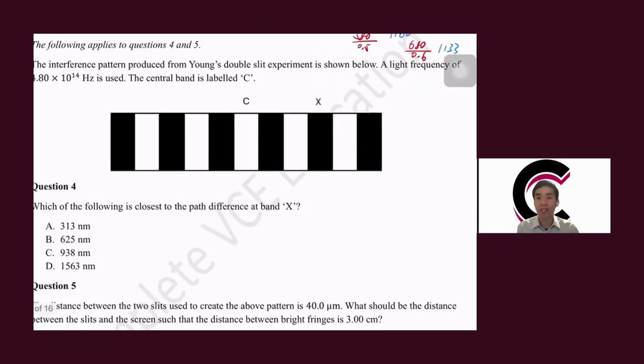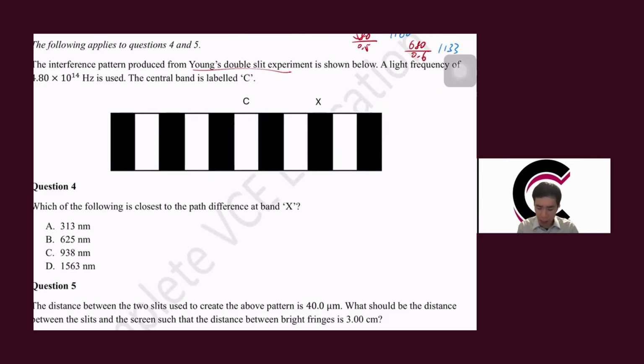For 4 and 5, we use the same prompt. Whenever you see a zebra sort of pattern, like a crossing, immediately you're going to think about interference. You're going to think about light as a wave, or even electrons as a wave. And that is the Young's double-slit experiment's diffraction pattern, or sorry, interference pattern.